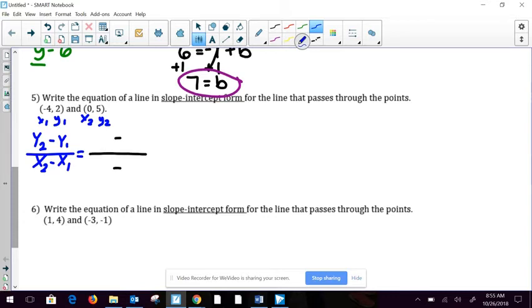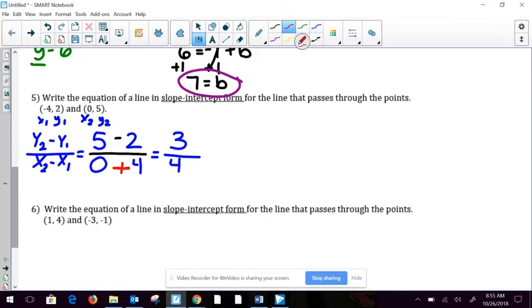So what number is in your y2 position? Good, it's a 5. What number is in your y1 position? Great job, a 2. Now going to the bottom, what number is in your x2 position? Good, 0. And what number is in your x1 position? Great, negative 4. So that's equal to, now I just do the math. What's 5 minus 2? Great. And then remember, when you have minus a negative on the bottom, that's really a positive. So 0 plus 4 gives me 4.